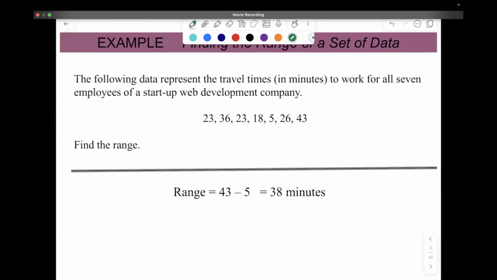All right. So we're just going to use the travel times for the 7 startup employees of the Startup Web Development Company. We looked at them last week, and we're just going to find the range. So our longest commute is 43 minutes. Our shortest commute is 5 minutes. So we just take the 43 minus the 5, and our range is 38 minutes. That's it. That is all of the math right there.